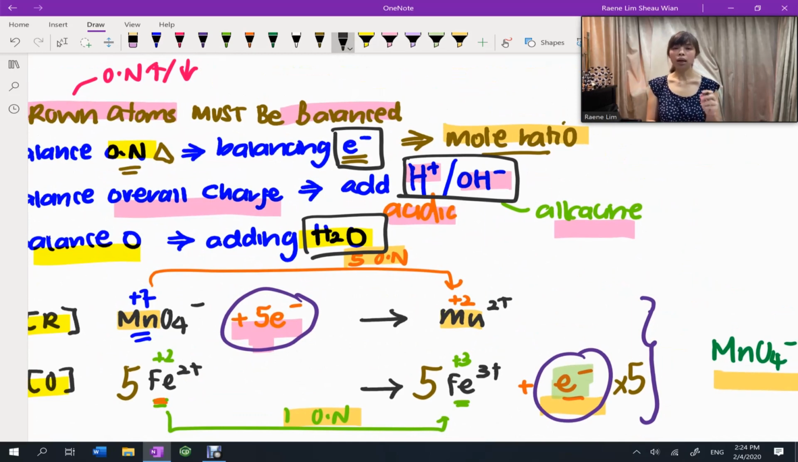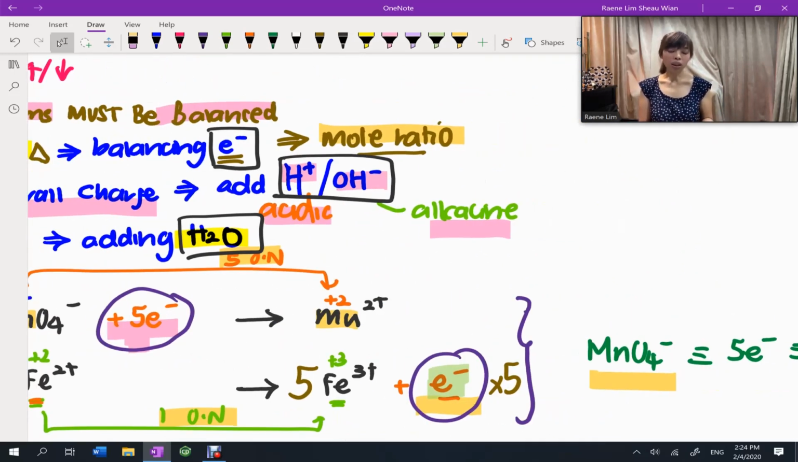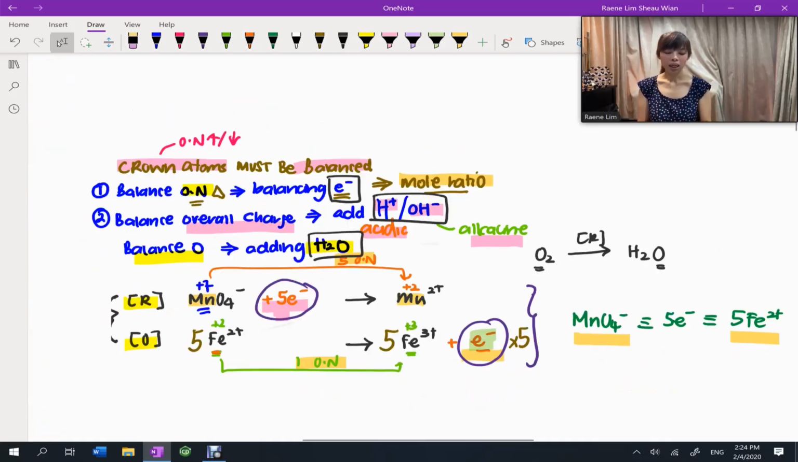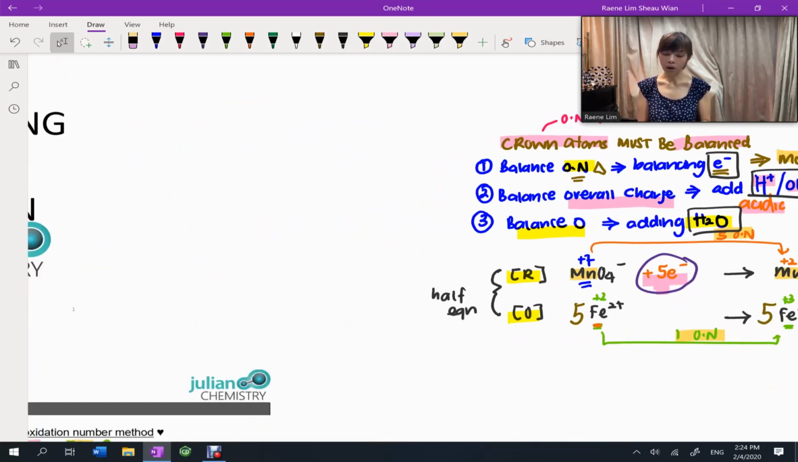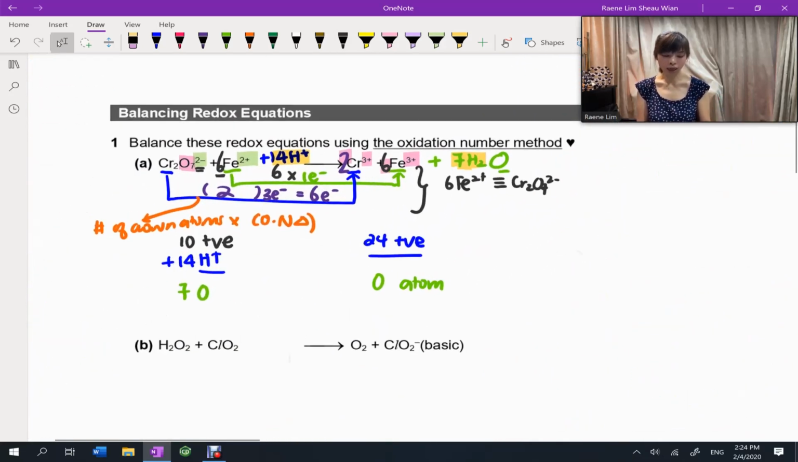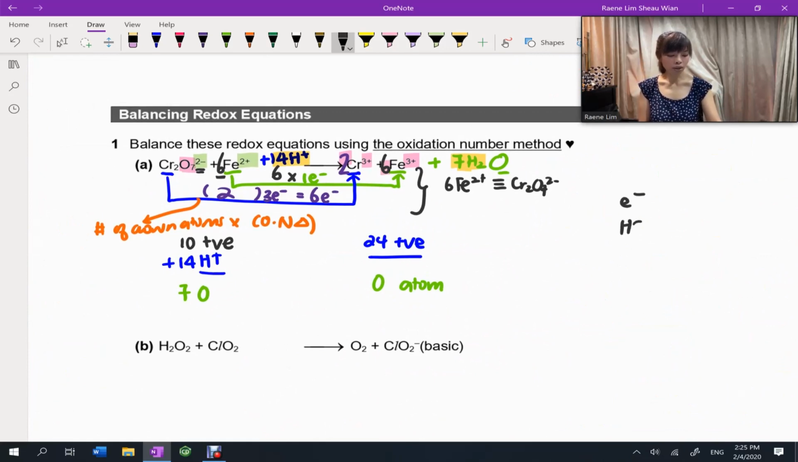Do not attempt to add any other species because, for example, many students always think that it's okay to add oxygen. If you are using oxygen, the problem is that oxygen to water is in fact a reduction. So you do not want to introduce an unexpected reduction while balancing a half equation for the intended chromium atoms. Okay, so just take note of that. Only electrons, H+ or OH-, and water, okay, to be used in balancing.